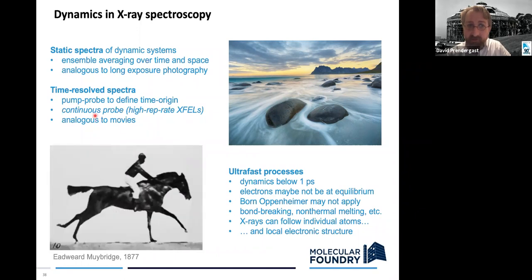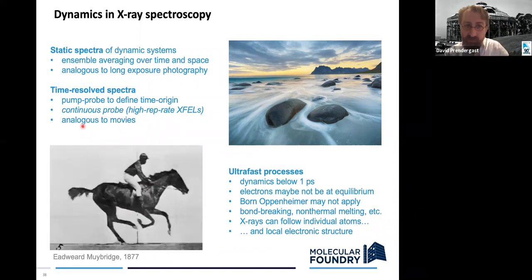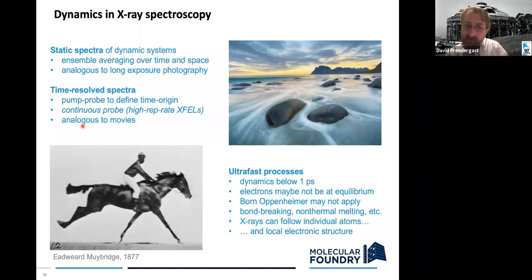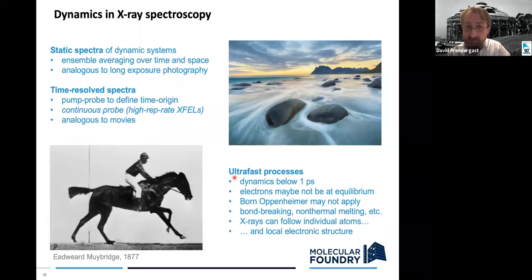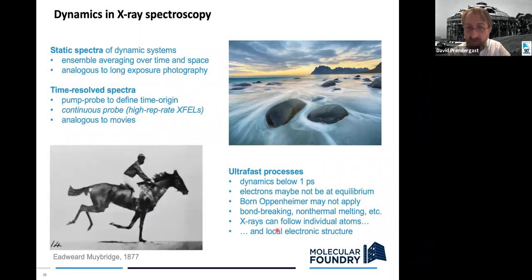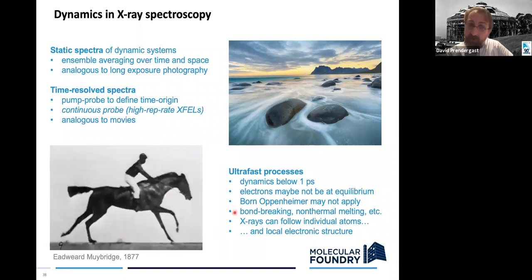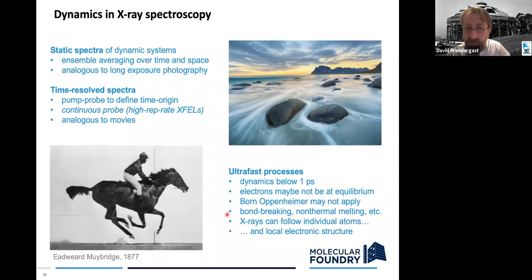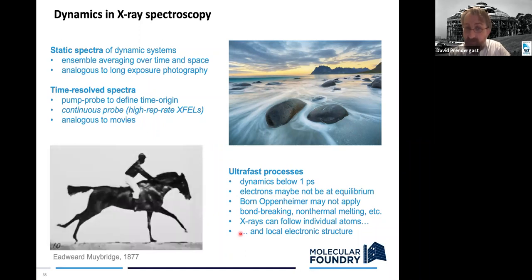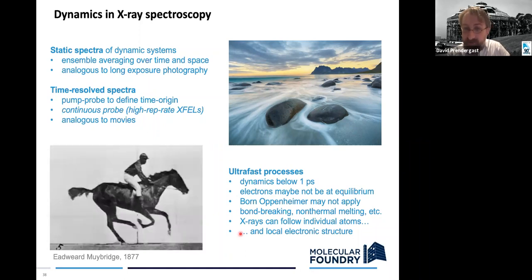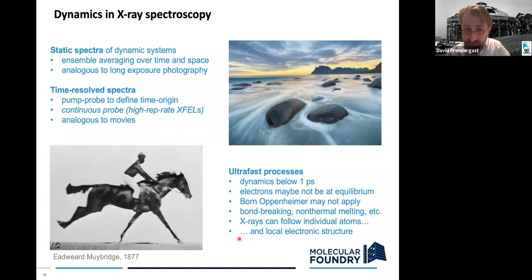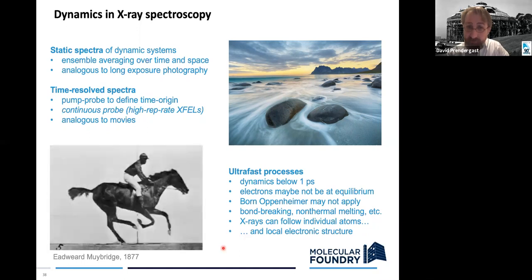So you can use a pump and a probe. So a pump to define the origin in time, and then a probe some specifically defined time later to measure dynamics, and do that using X-rays as well. And so that allows us to see ultra-fast processes, dynamics below 1 picosecond, where the electrons might not be at equilibrium. And all the things I mentioned before about exploiting the Born-Oppenheimer approximation, that may not apply anymore. But it allows you to maybe see things like bond breaking, non-thermal melting, maybe even destruction of magnetism due to photoexcitation. So some very exciting physics in there.